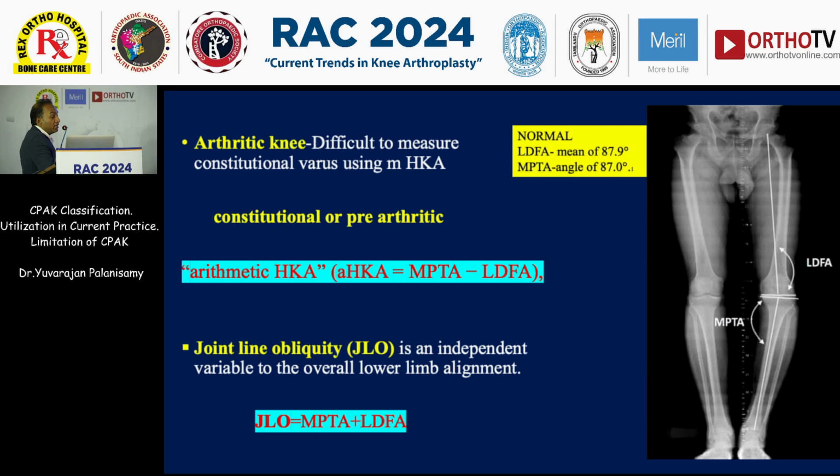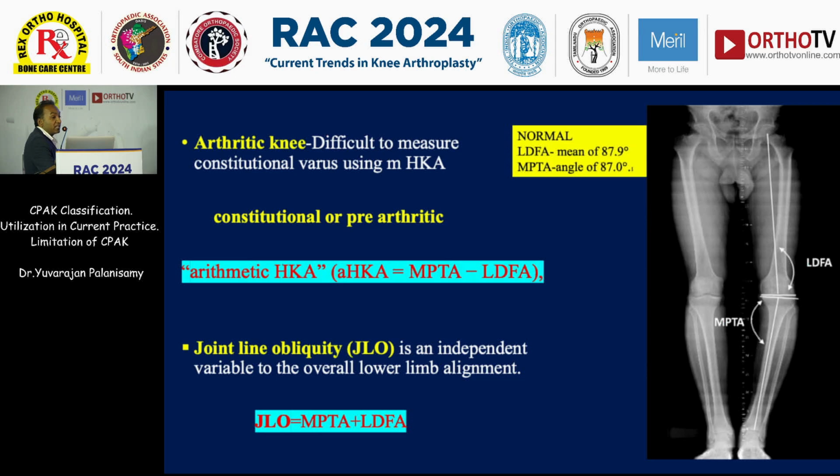In an arthritic knee, it's very difficult to measure the constitutional varus just by placing a drop of mechanical HKA. You're not addressing what has happened, the pre-arthritic condition of that particular knee. So to know the constitutional alignment of the particular knee, or what we call the pre-arthritic condition, we need these two parameters, LDFA and MPTA. We call this the arithmetic HKA, to calculate which type of alignment the patient had in the pre-arthritic condition, whether it's neutral, varus or valgus.